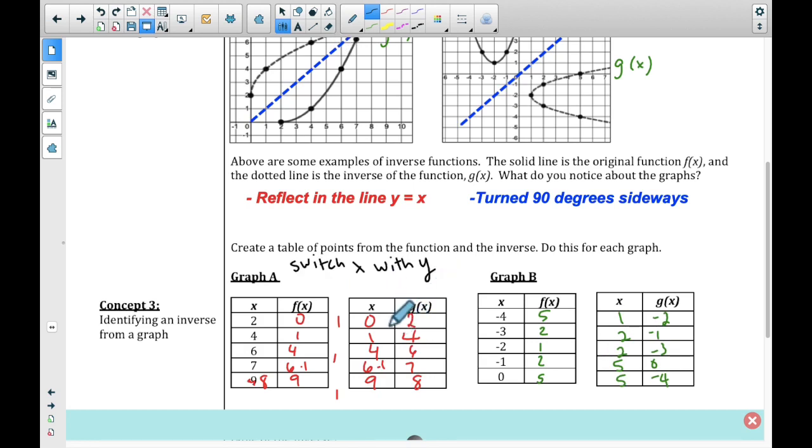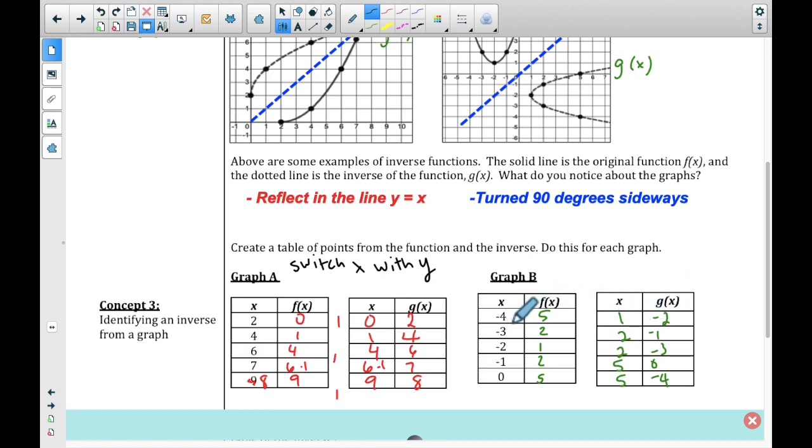What if we say we switch the x with the y? Would that make sense? So here we have the x, it came over here and became the y. Here we have the y, it became the x. So the x's and the y's switched. So let's look at graph B in that way. Did it switch the x with the y?